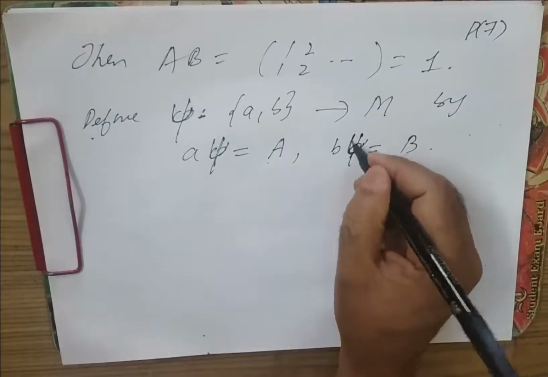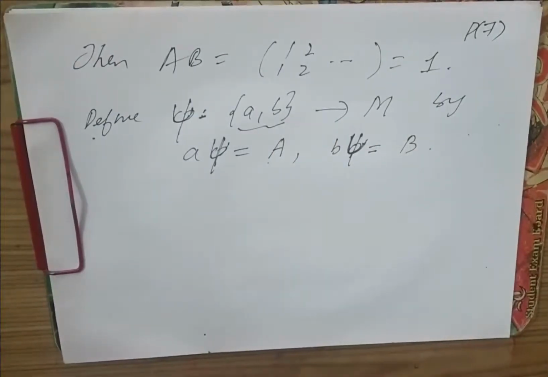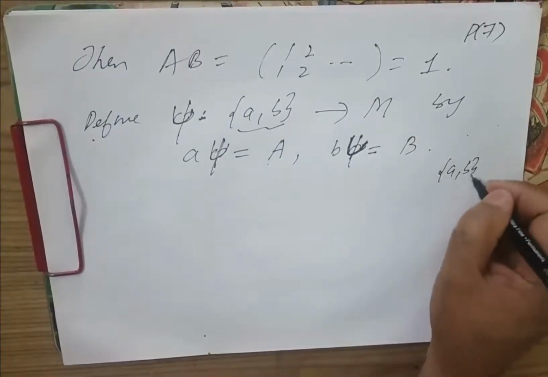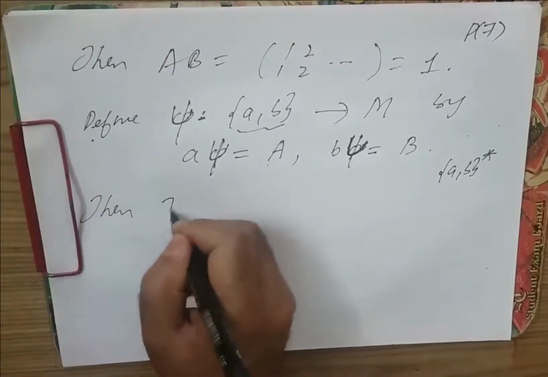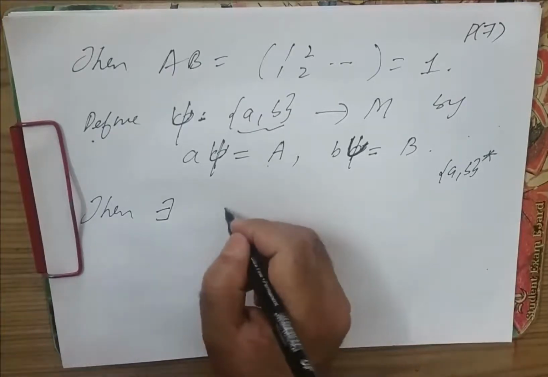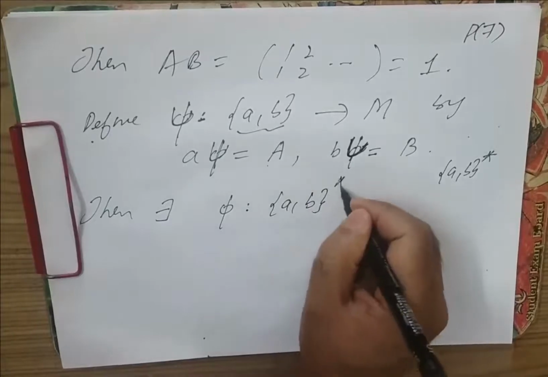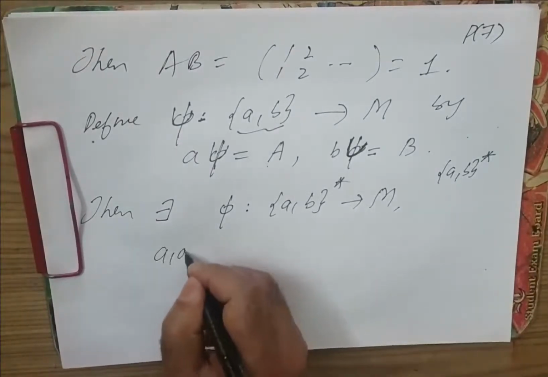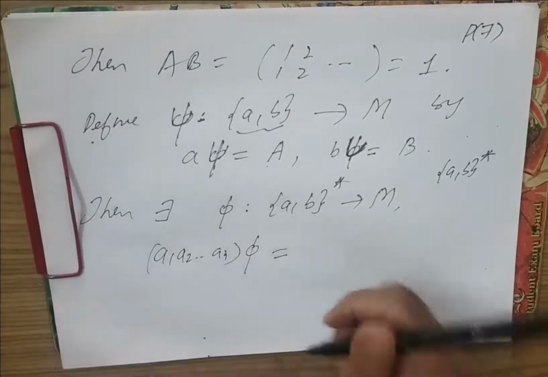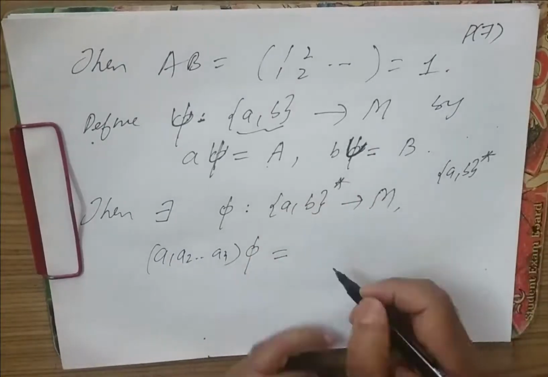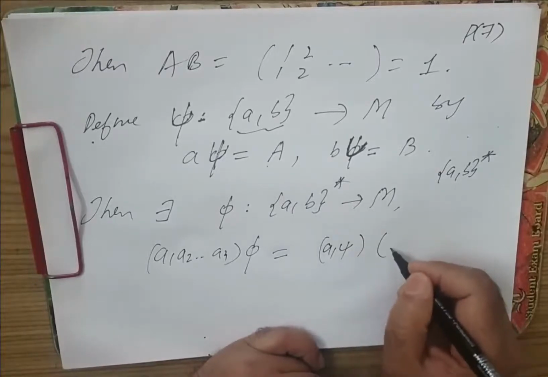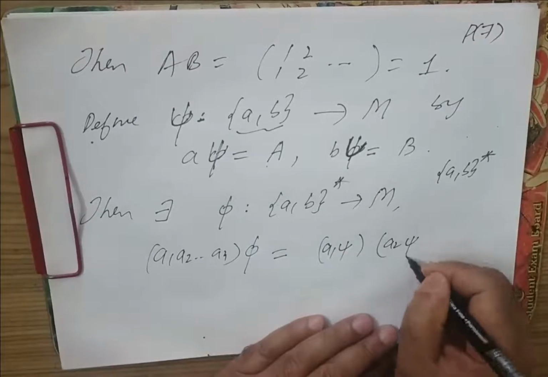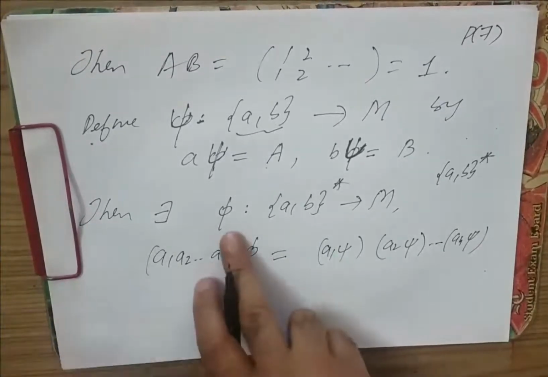Psi is a map from the letters, the generators of the free monoid generated by this, to M. Then by the theorem, because this is the free monoid generated by A and B, there exists a map which I will denote by phi, phi from {A,B}* to M. What's the definition of that map? A1, A2, and so on, An phi, the output should be in M, is equal to A1 psi, A2 psi, and so on, An psi. That's our definition, the construction of phi which we have already constructed.